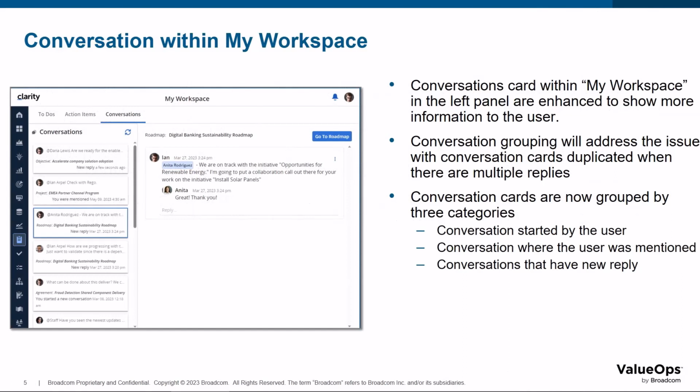The conversation grouping will also address the issue with conversation cards duplicated when there were multiple replies to the same conversation. So the users will no longer see duplicated cards. Each conversation will be organized as a single card only. Conversation cards are now grouped by three categories: conversations started by the user, conversations where the user was mentioned, and conversations where there are new replies.